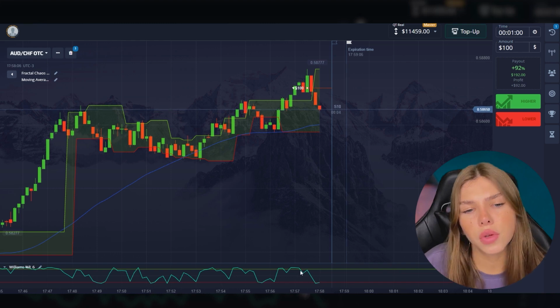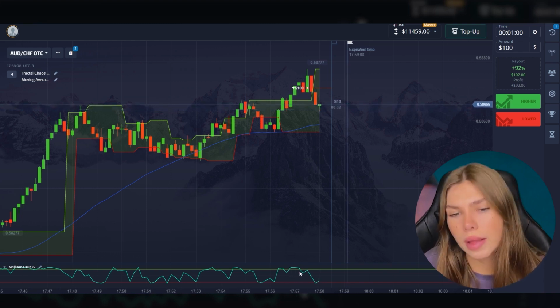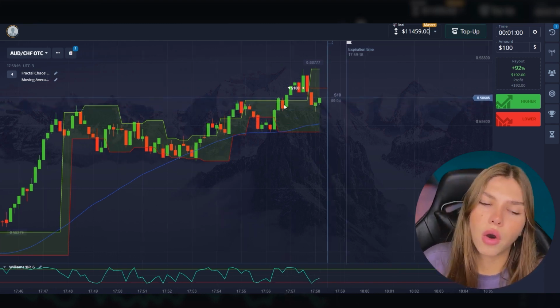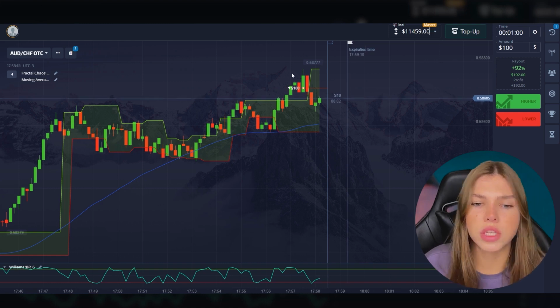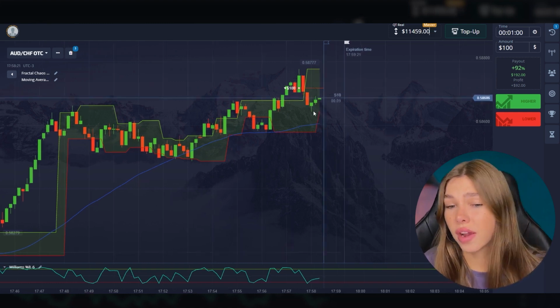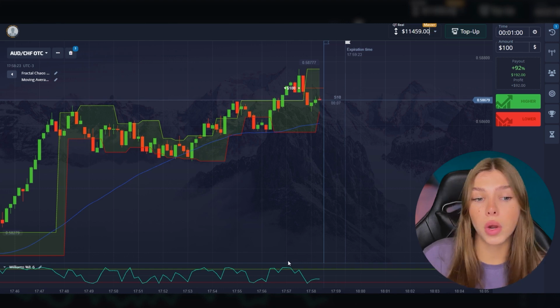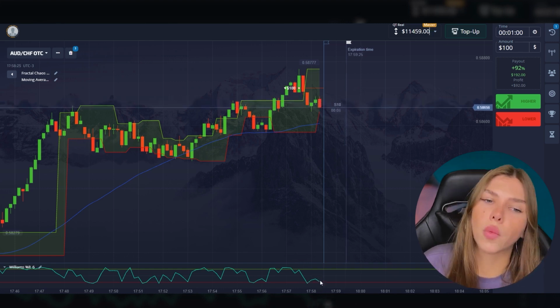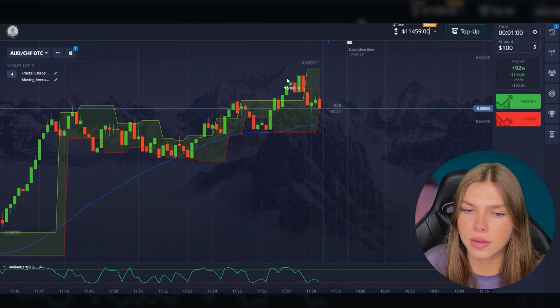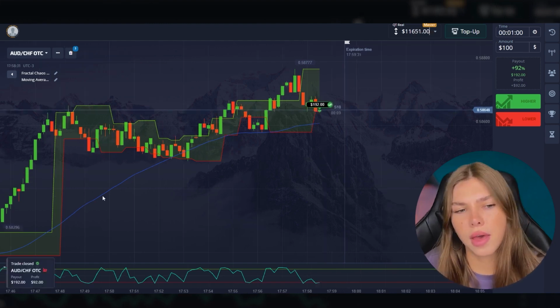You can immediately draw your attention to the Williams indicator. The price was in the overbought zone for several seconds, which is why it left the fractal channel and returns to it lower, as it shows us. Okay, Williams confirms, and the deal opens for a decrease because the price is above the average moving line.